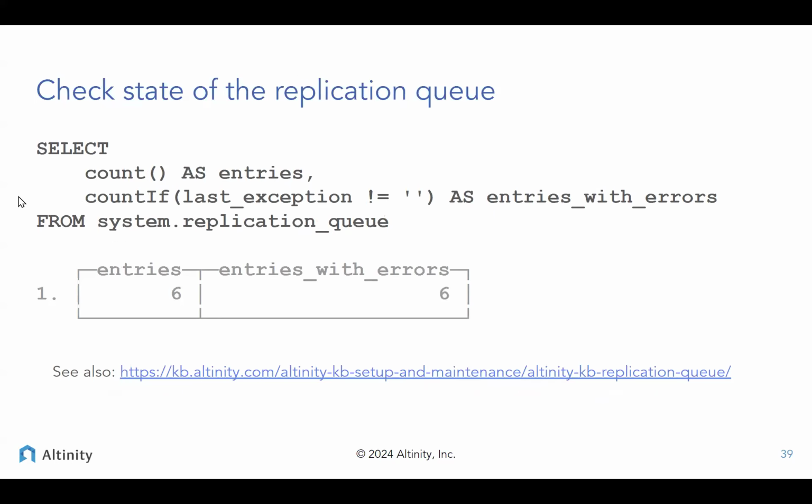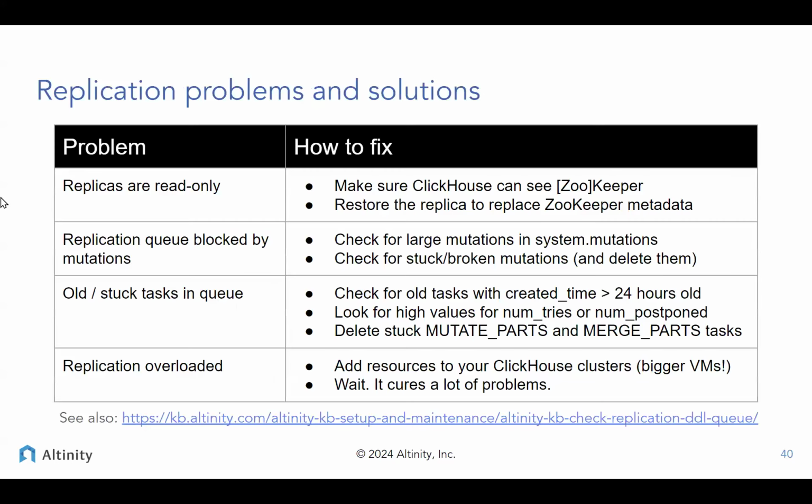And then finally, you can check the state of the replication queue itself. This is a very simple query. The replication queue is quite rich in data. This reference down below from the Altinity knowledge base will give you lots of ideas about how to fix it. But this is a very simple query that says, hey, how many entries do I have in the queue and how many of them have had errors? And what this says is I've got a blocked queue. I've got 6 entries. It's blocked because they're actually failing.